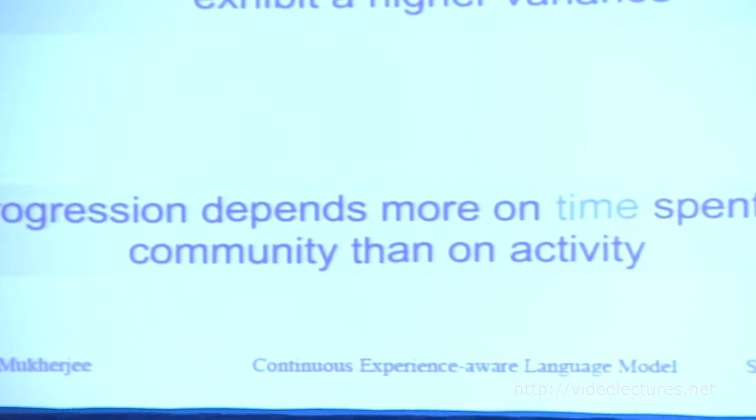Okay. So, from this experience progression or this geometric Brownian motion trajectory, we can have some interesting insights. For example, we see that experienced users progress much faster than the amateurs, but they also exhibit a comparatively higher variance. We also see that the progression depends more on the time spent by a user in the community than on activity, which means if I write a large number of reviews in a span of a few days, my experience will not progress that much compared to writing over a considerable period of time in the community.